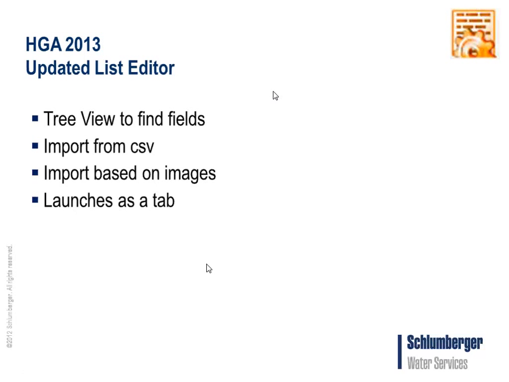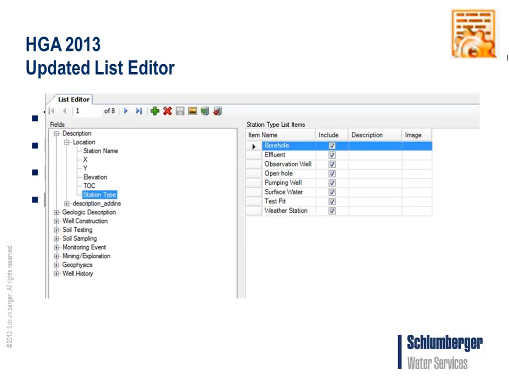So let's carry on with the list editor. The list editor was also updated. It's allowing you now to find the field that you want to generate a list on with a tree view. So in the previous list editor, it was a very long drop-down list, and we had clients saying that it was difficult sometimes to find the field that they were wanting to create their list on. We also have a simpler option for importing your list from a CSV file or your Excel file. And we also have an option where you can import based on image files, and it also launches as a tab.